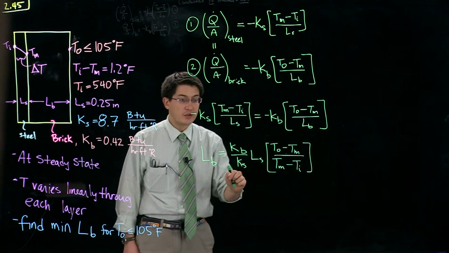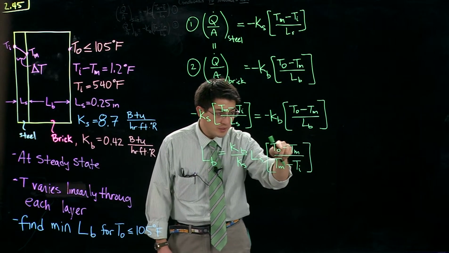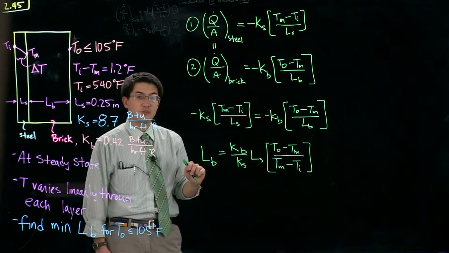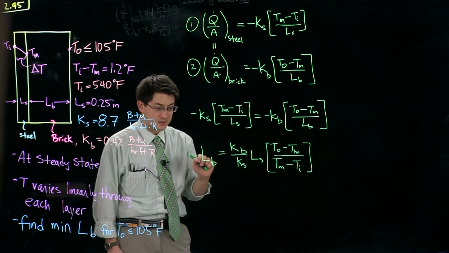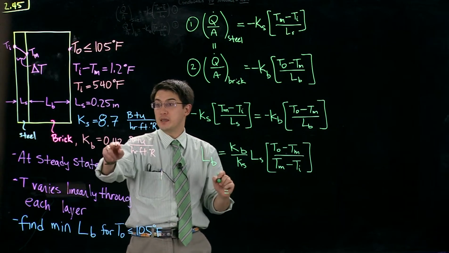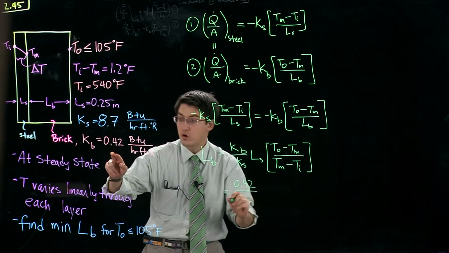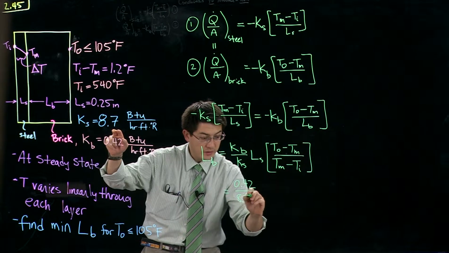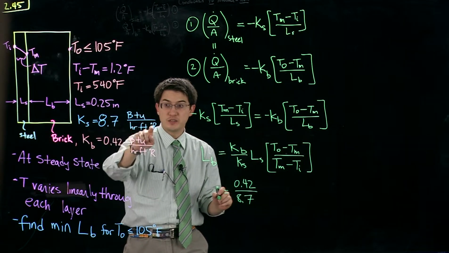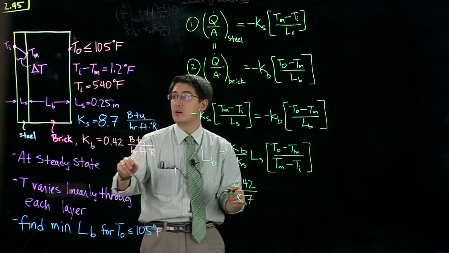We can start plugging in our values here. We know this, and this. This one we want to keep less than or equal to 105 degrees Fahrenheit. We'll worry about that in just a second. All right, so let's plug in these terms. Kb, 0.42 over 8.7. These both have the same units, BTU per hour foot degree Rankine. They're going to cancel out, so I'm just going to leave that off for now.